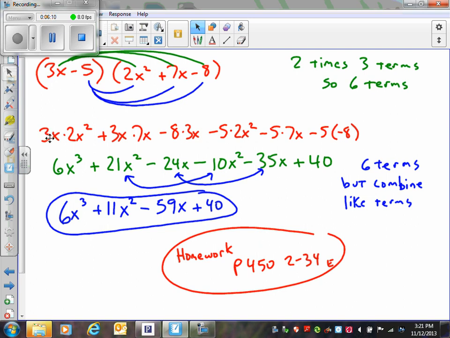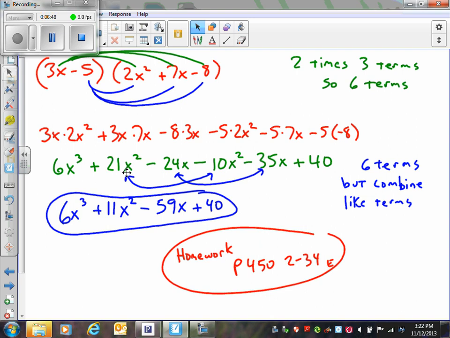So 3x times 2x squared gives me 6x cubed. Then 3x times 7x. 3 times 7 is 21. x times x, x squared. Then 3x times minus 8. Again, I'm going to put that minus 8 in front. Minus 8 times 3x gives me minus 24x. Now I start on the minus 5. Minus 5 times 2x squared is minus 10x squared. Minus 5 times 7x is minus 35x. And minus 5 times minus 8 is plus 40. So there's 6 terms in my initial answer.